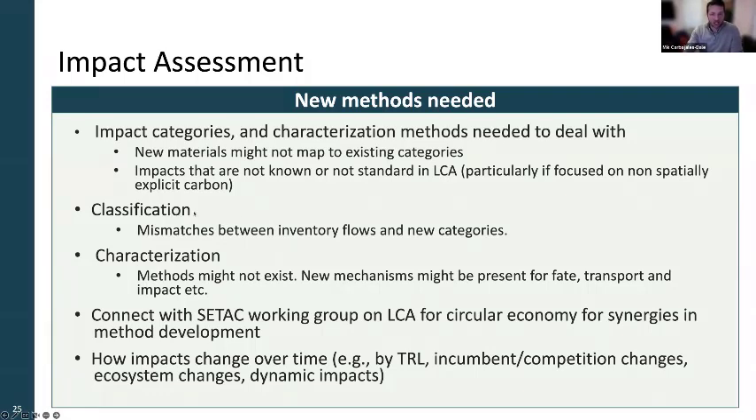Other issues might be classification. So we may have the inventory flows there, but there's new categories that need to be included, or there might be characterization issues because we're working in the future. Then the characterization may not be relevant to what we're talking about now, or there might be entirely new mechanisms just because there's a slight change to the type of material that's being released. And there, clearly, what we're trying to do is leverage the fact that we're connected with CTAC to try and engage people that are specifically involved in the development of these impact assessment models.